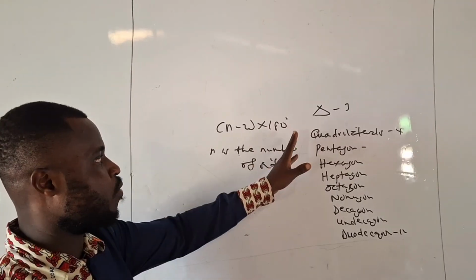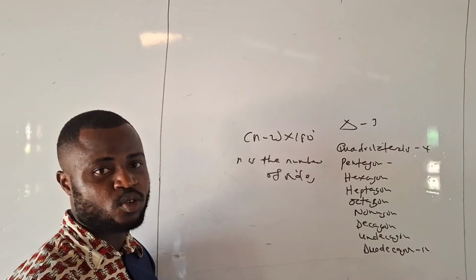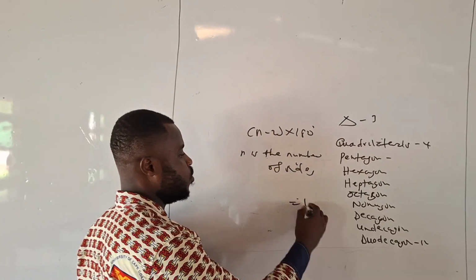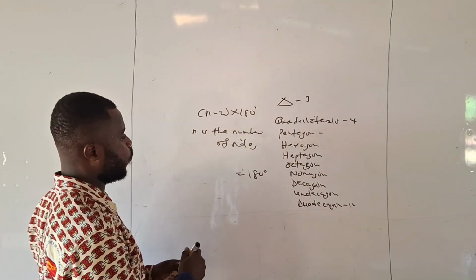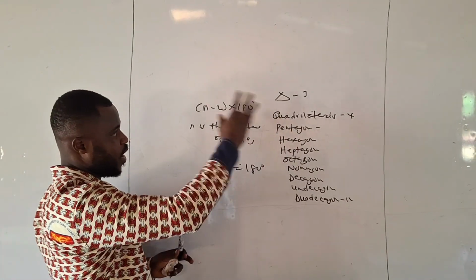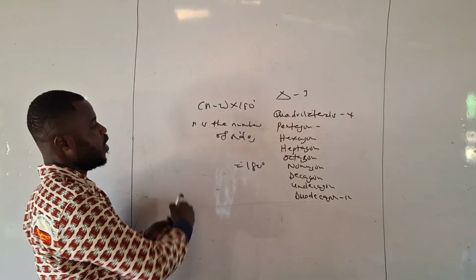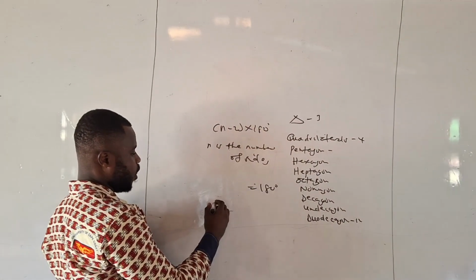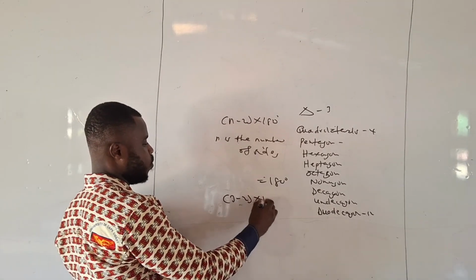So let's say we have a triangle. When we add the interior angles of a triangle, it gives us 180 degrees. Why is this so? Let's use this formula. A triangle has three sides, so n is going to be 3. So we have 3 minus 2 times 180.